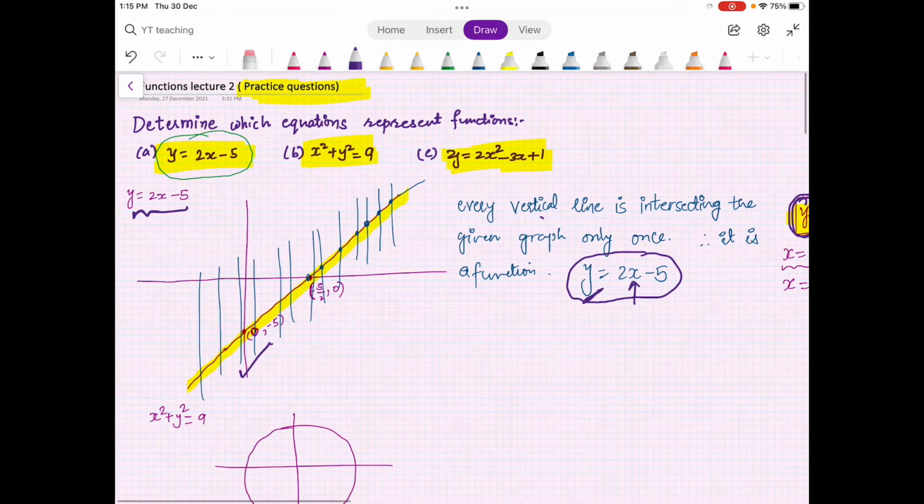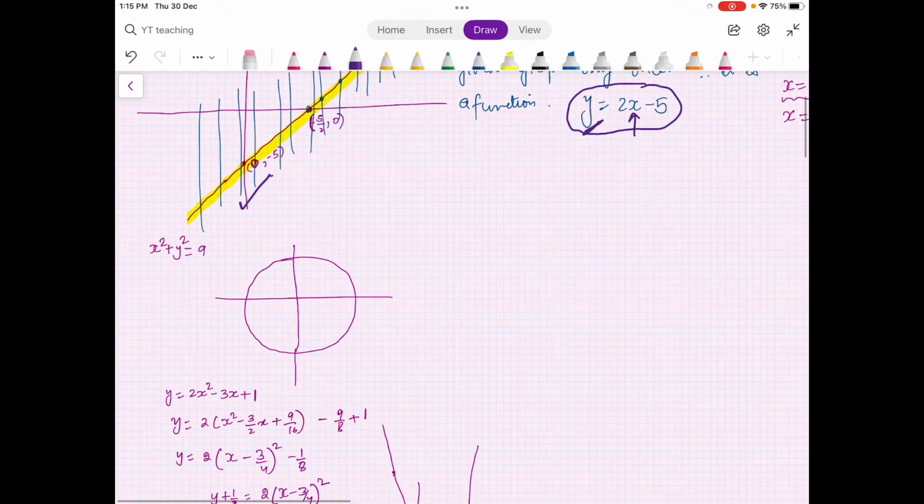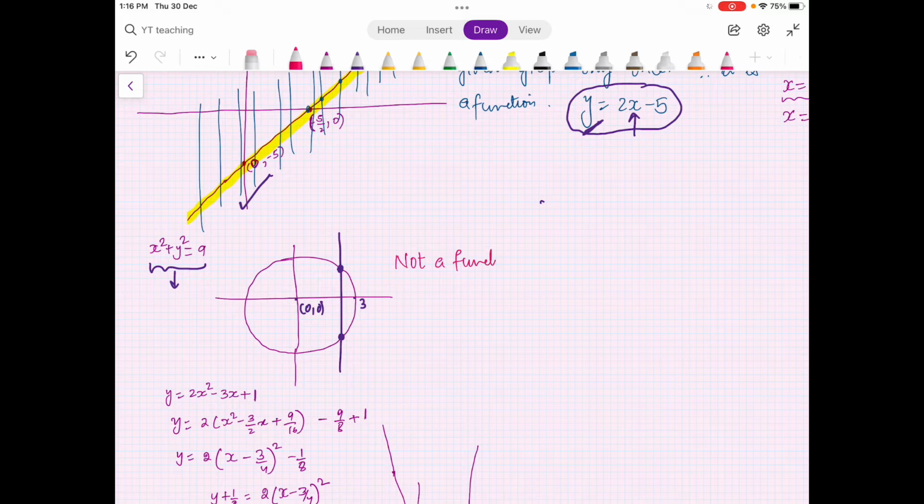Okay, let us look at the second equation: x square plus y square is equal to 9. Again I used the graphing toolbox, and I have drawn it here. You can use Desmos. This is a circle with center (0, 0) and radius 3. If I apply the vertical line test and draw a vertical line, I can see two points of intersection. So the vertical line test says this is not a function, because we are getting two points of intersection.